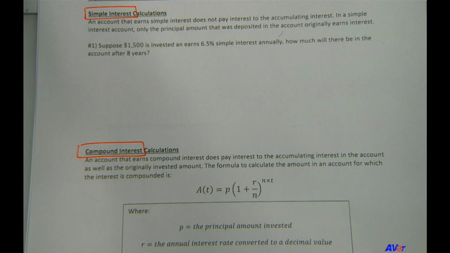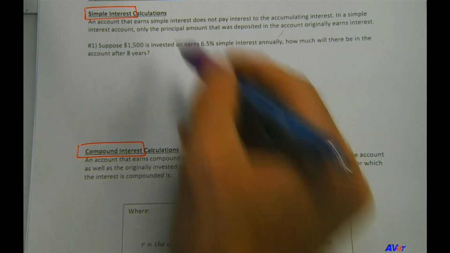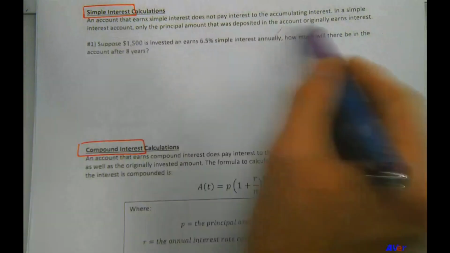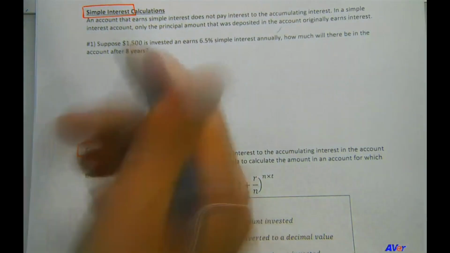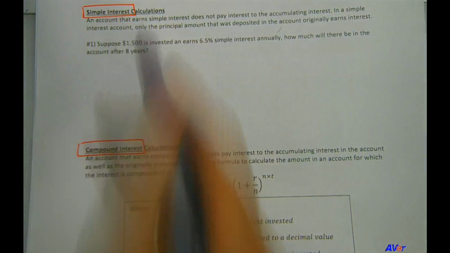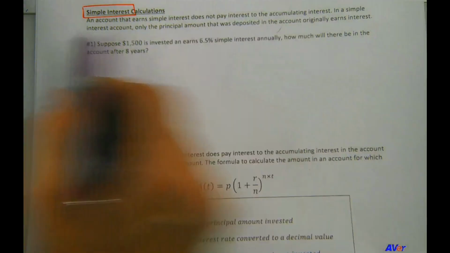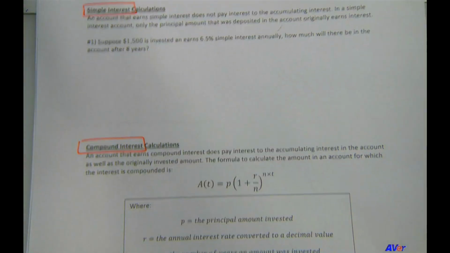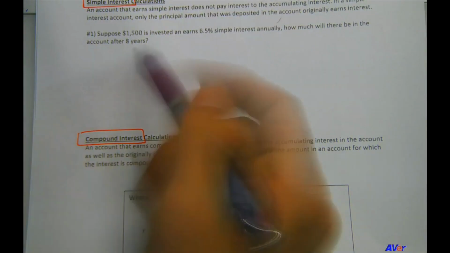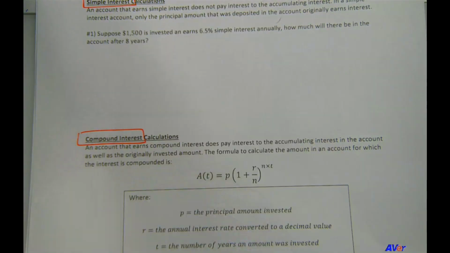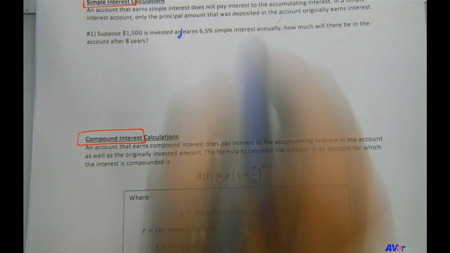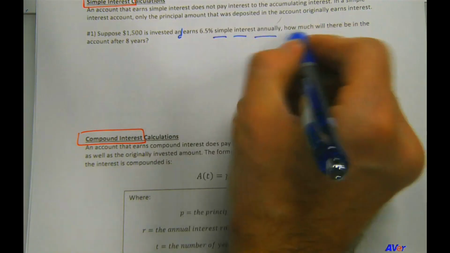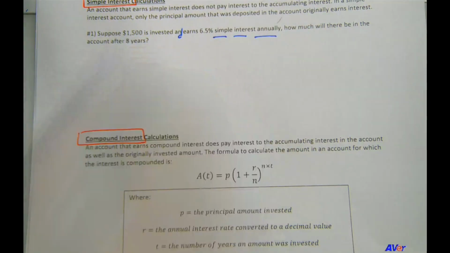So having said that, you should read these things that I've written down in the worksheet, because I've summarized what I've said in this very brief paragraph. Okay, so we have an example here. It says suppose $1,500 is invested and earns 6.5% simple interest rate annually. How much will there be in the account after 8 years?